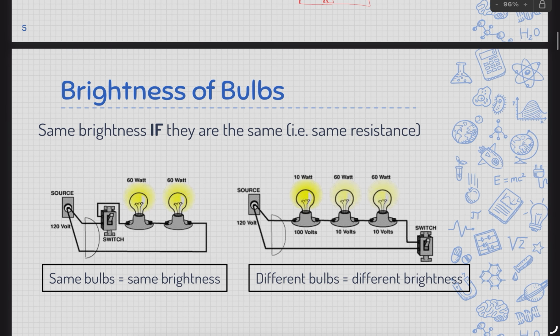So here, as you see here, there's another diagram of it. We have the same bulbs, which is the same brightness, or different bulbs, which is different brightness. This is a pretty good way of thinking about it.